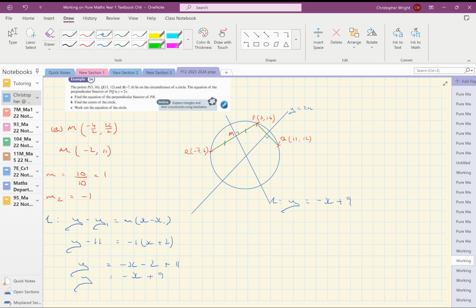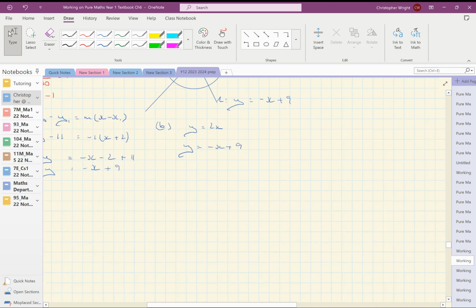So let me write part B here. I've got y equals 2x, and I've got y equals minus x plus 9. So I've got y equals this and y equals that. Sorry, let me make that clear. y equals this and y equals that. So this must equal that. There we go.